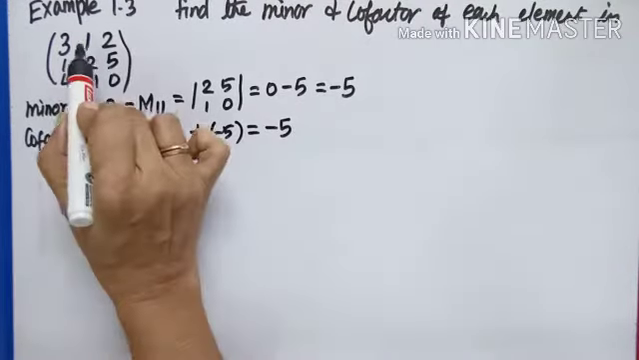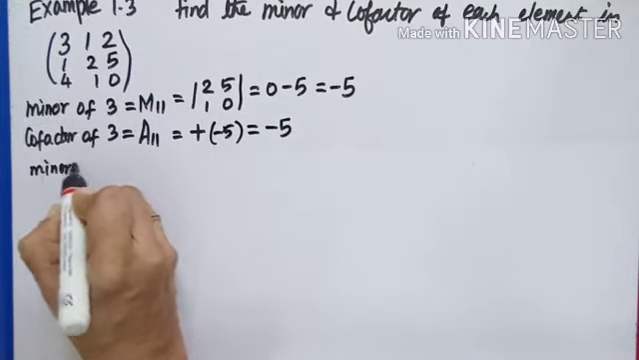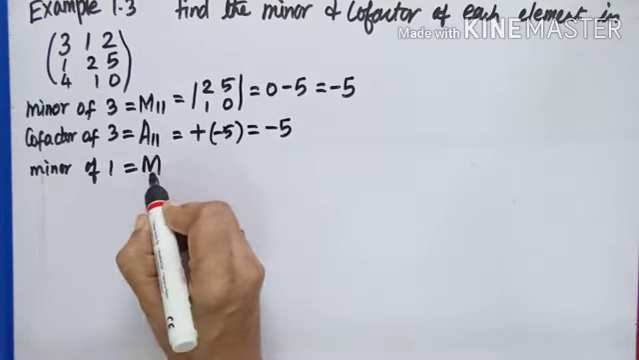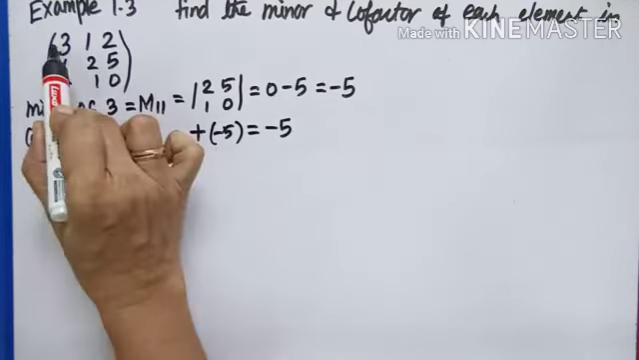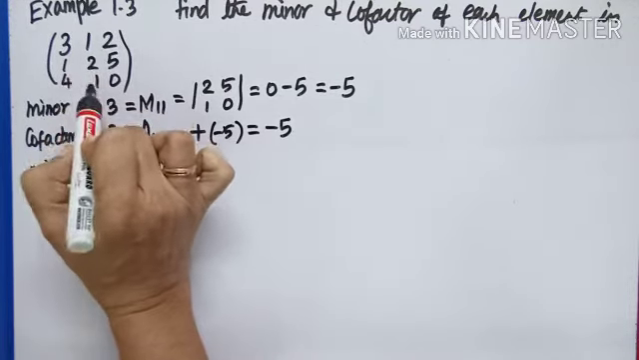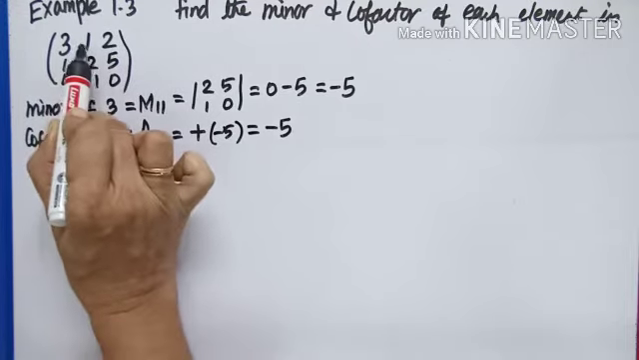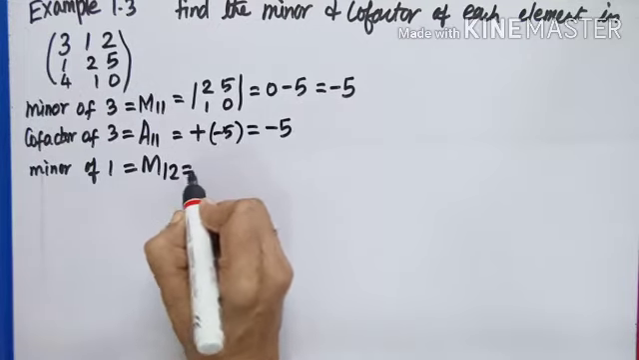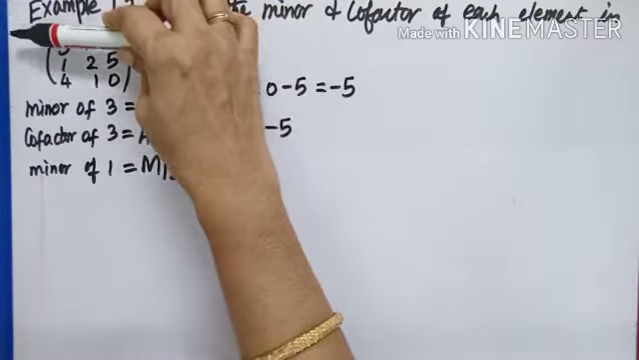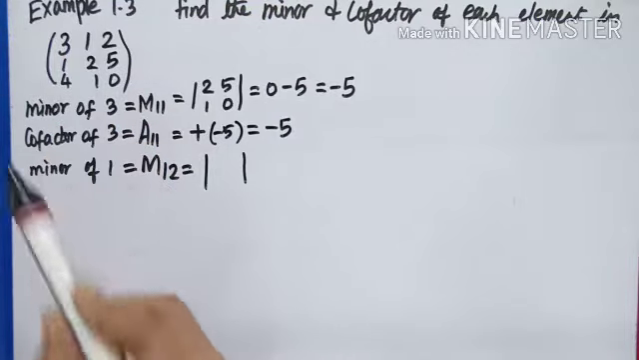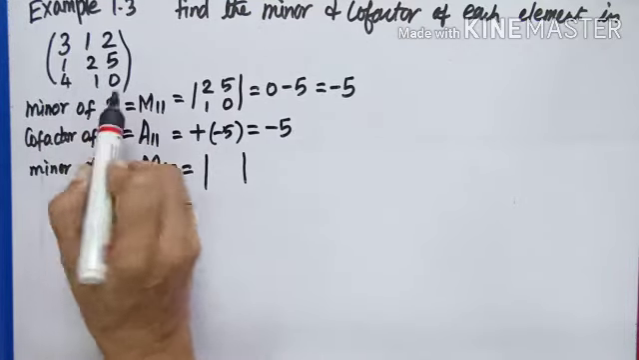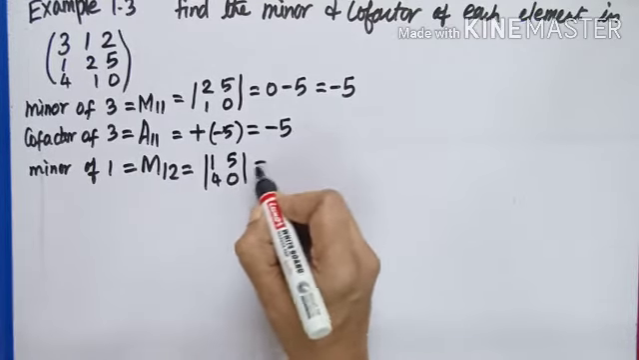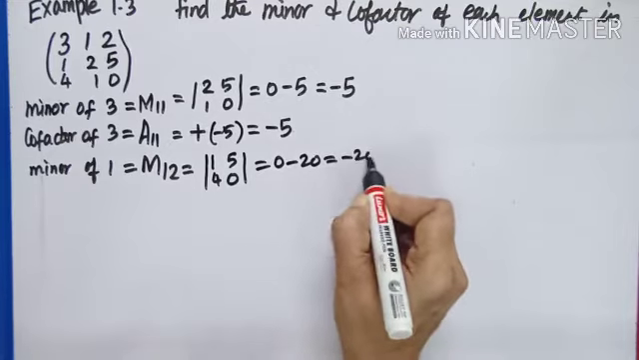Same way, tell me the minor of 1. What is the minor of 1? Minor, I can denote with capital M. Where is 1 coming? First row, second column. I write M12. Hide the first row and second column. What is left out? 1, 5, 4, 0. Expanded, 0 minus 20. My answer is minus 20.